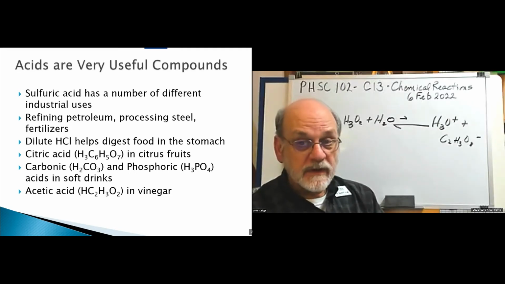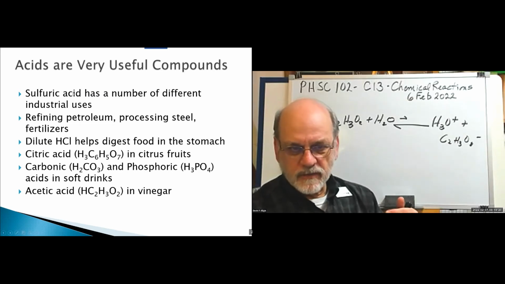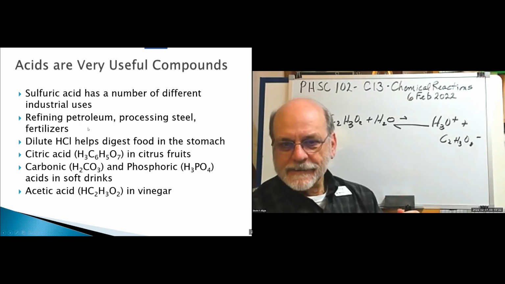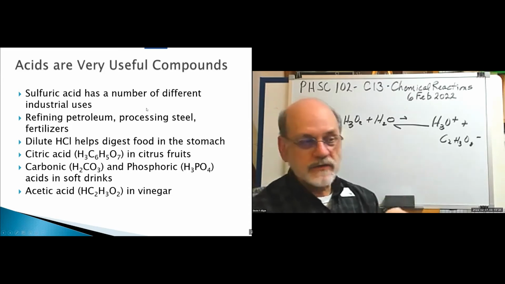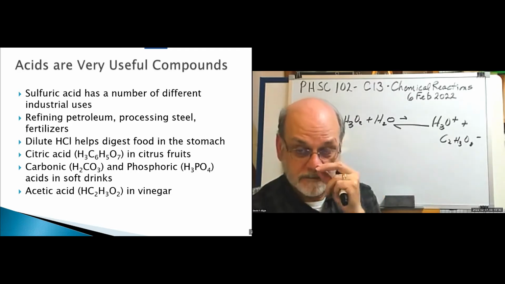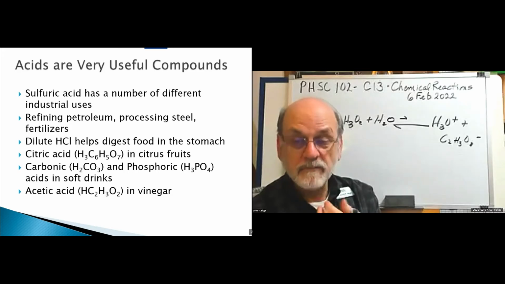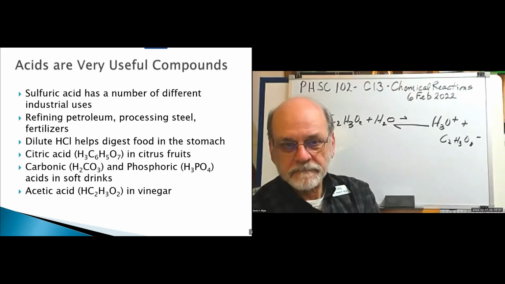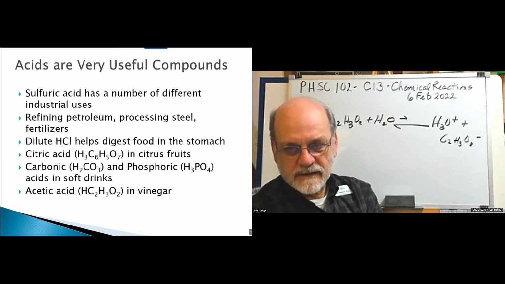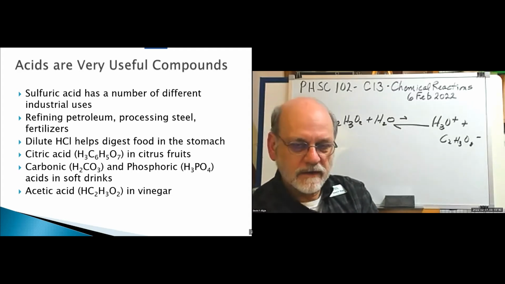Acids are extremely useful, right? Sulfuric acid has a number of industrial purposes. You'll see it used in steel production. It's used to pickle the iron, and it cleans the surface of the iron of any rust or any contaminants.